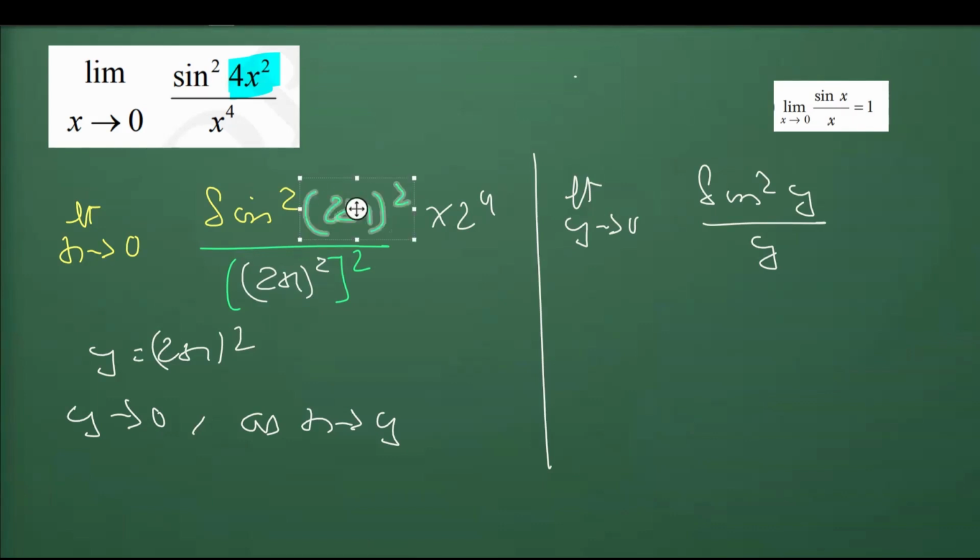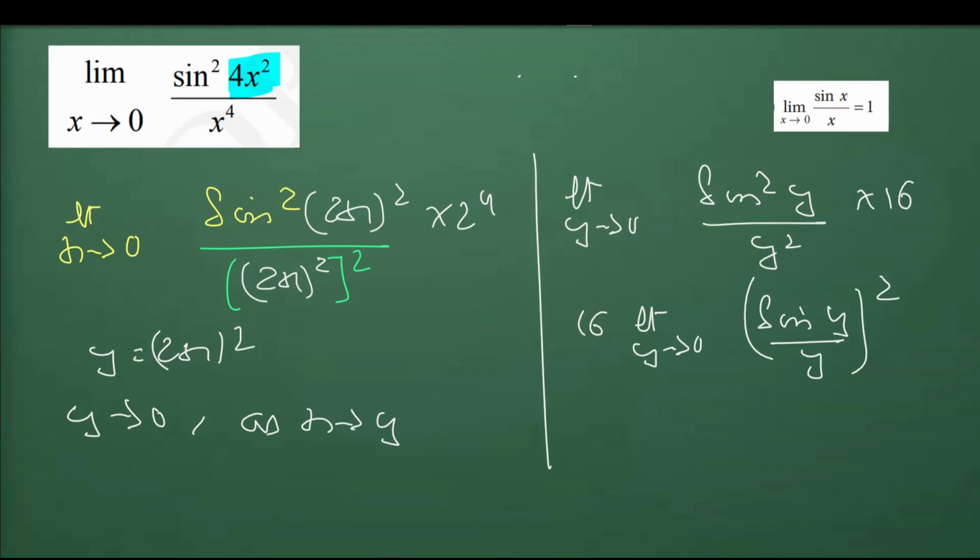I've taken this whole thing as y. All right, so below it is y square. And we had 2 raised to the power 4, that is 16 here. Now just look at this part. If I write 16 outside, this is limit y tending to 0 of sine y over y whole square. And therefore we get 16 into 1, that is 16, which is the answer for this question.